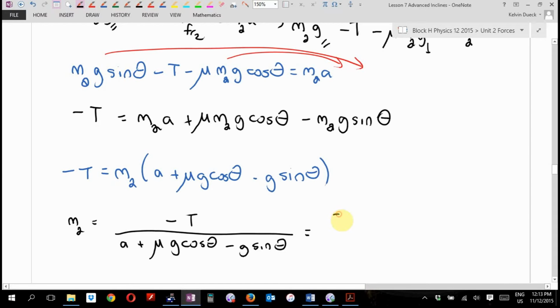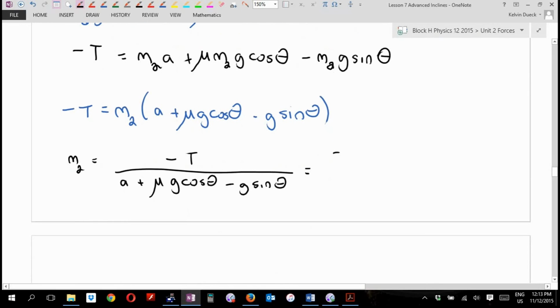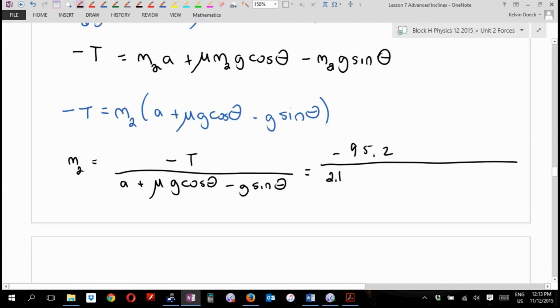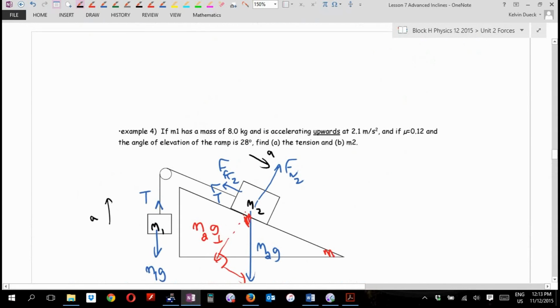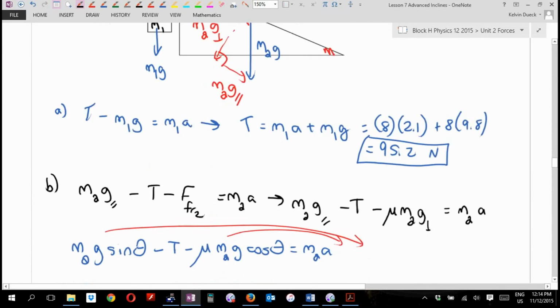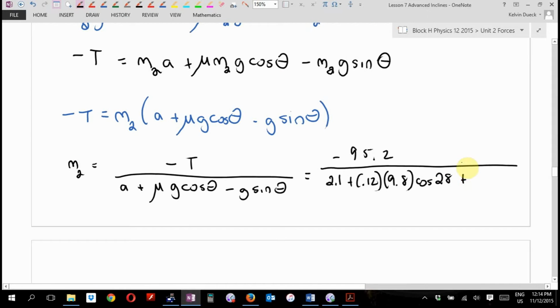Negative, I can do that. Tension was 95.2, all over A, which was 2.1, plus, what's mu? What did I say mu was? 0.12. G, hey, I know that one. Cos 28. Plus, minus, copy the equation down right, 9.8 sine 28. Hey, is there more than one number on the top?